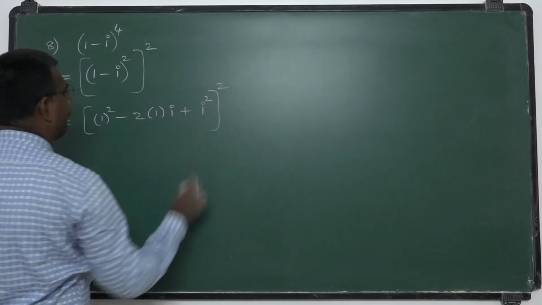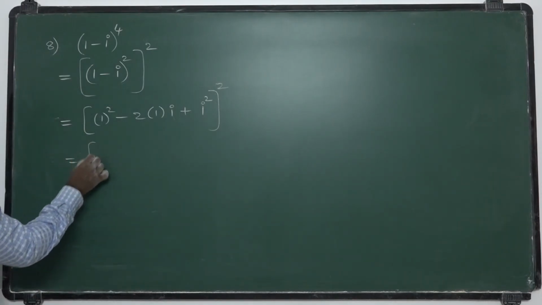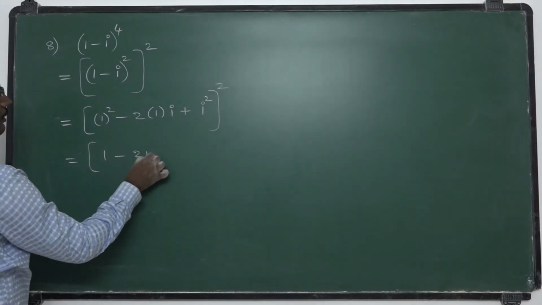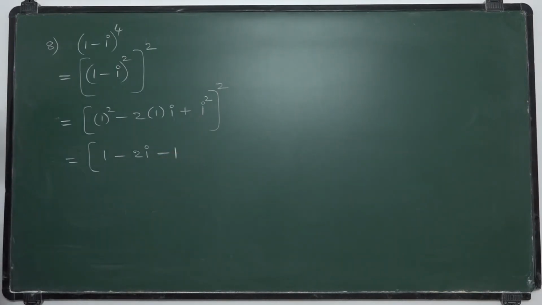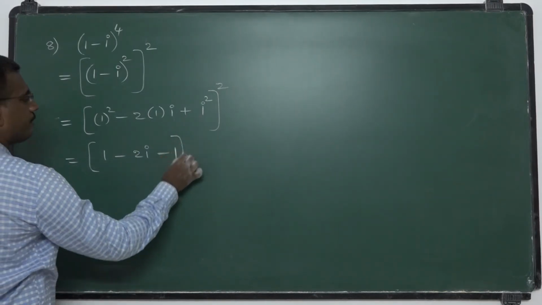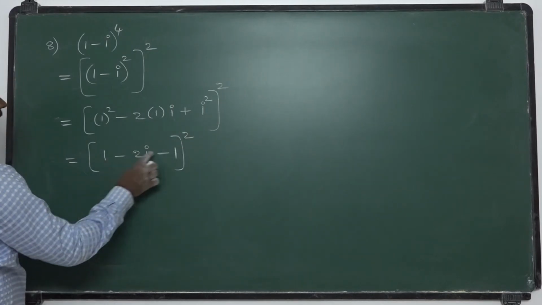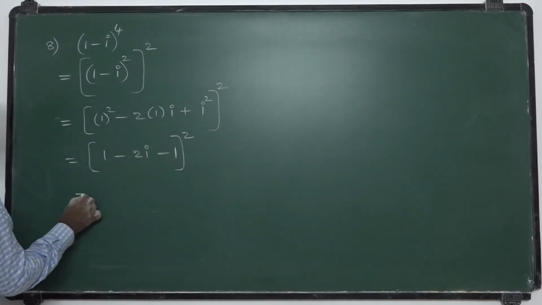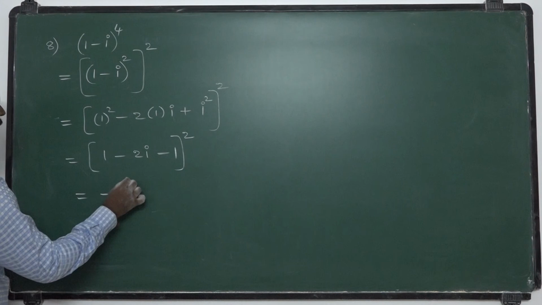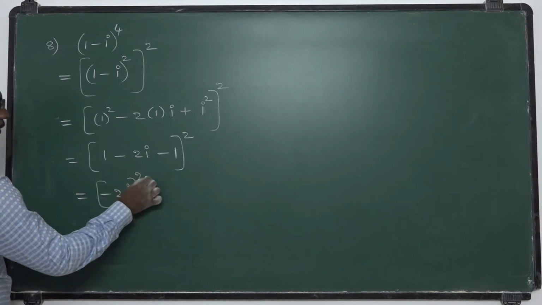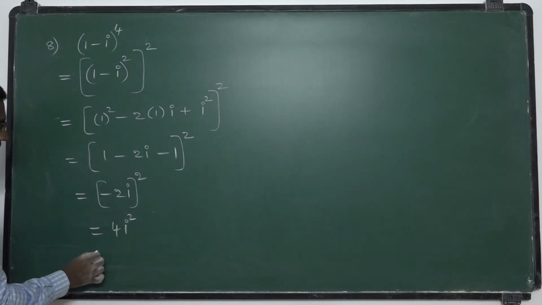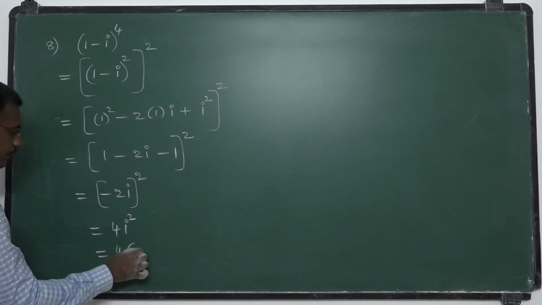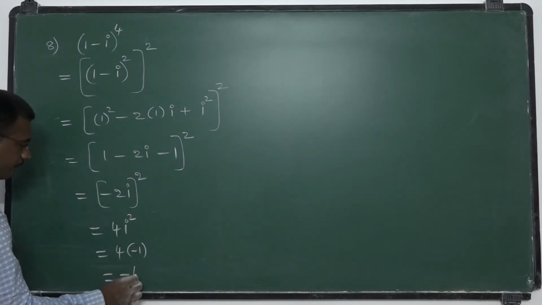So a square minus 2ab plus b square whole square. This will be equal to 1 minus 2i. i square value is nothing but minus 1 because i equals root of minus 1. i square is minus 1, whole square. So 1 minus 1 cancel. That is equal to minus 2i whole square. Minus 2 whole square is nothing but 4i square. So that is equal to 4 into minus 1. It will be equal to minus 4.